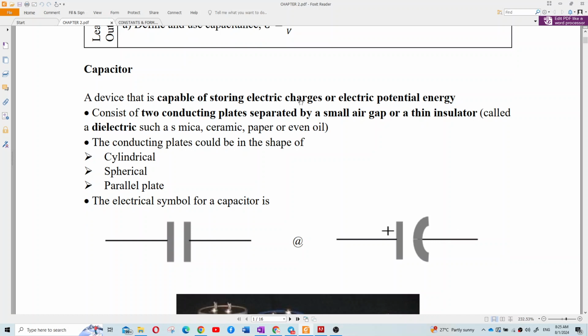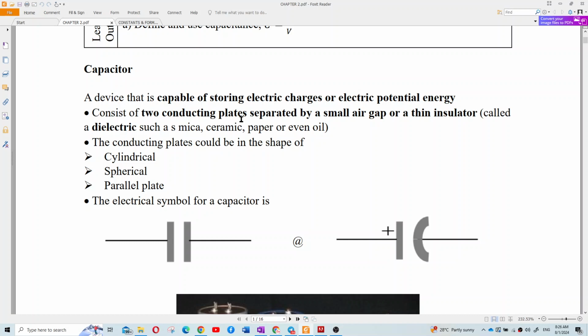So they can store charge, something like a battery, but it's a temporary battery. So it discharges very fast, in a large amount of energy. It stores electric potential energy just like a battery, just that it is a temporary battery.